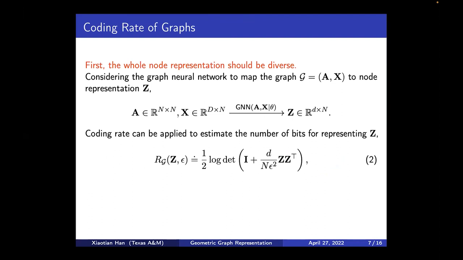As we mentioned before, first, we need to make the whole representation be diverse. So we need to compute the coding rate for the whole representation. We use a graph neural network as a backbone to transform the graph to representation Z. And then we use coding rate to estimate the number of bits for representation Z. The equation is R_G. If we get a larger R_G here, it means the representation has more bits to be represented. It also means there is more information in that representation. So if we get a larger R_G, we will get a diverse representation.